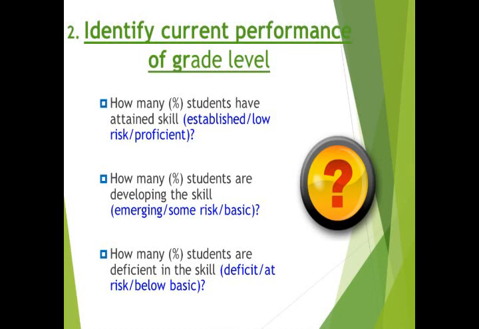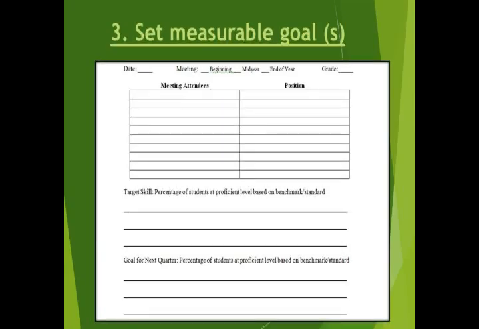Next, we want to make sure that we identify the current performance of the grade level. So we're going to write goals that tell us what percent of students have attained benchmark or proficient, the percentage of students that are still developing, emerging, or at some risk, and then finally students that are deficient in the skill. Those students that are going to be Tier 3 for intervention, or they're below basic. That can be entered on this SIRF form as well.